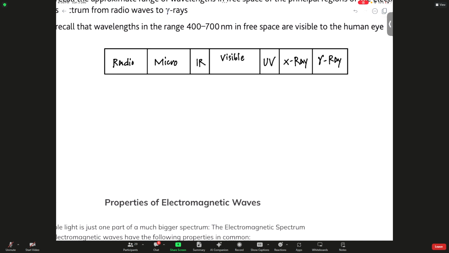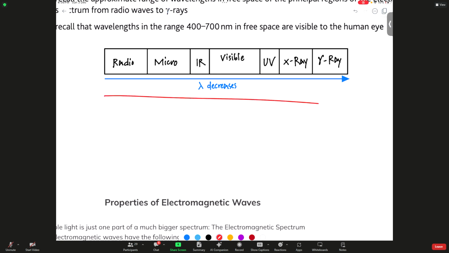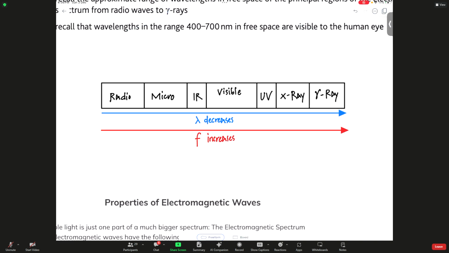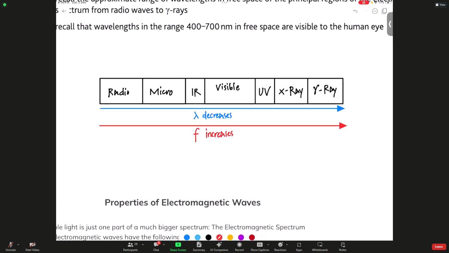Right. So can anyone tell me from radio waves to gamma rays what happens to my wavelength? Decreases because radio has the longest wavelength and gamma has the shortest wavelength. So lambda decreases, and as a consequence, what happens to your frequency? Frequency increases. Right. So the question for you is, can you tell me what is the radio wave range?